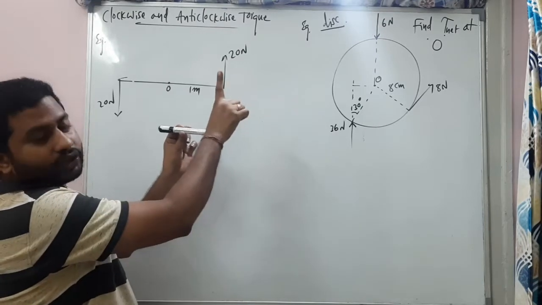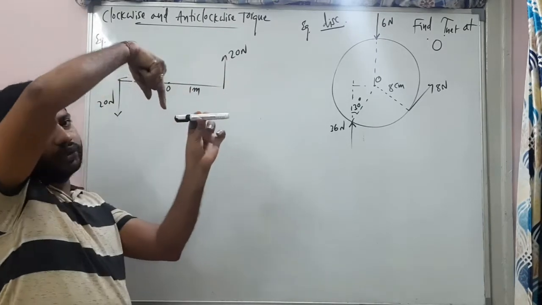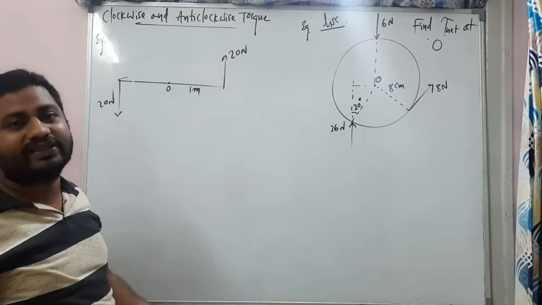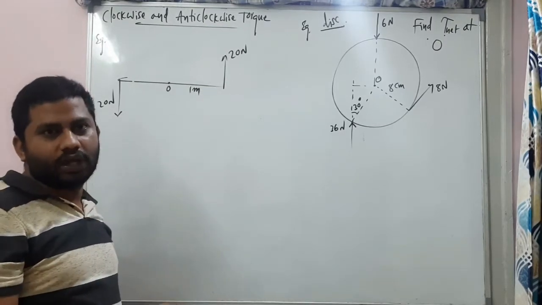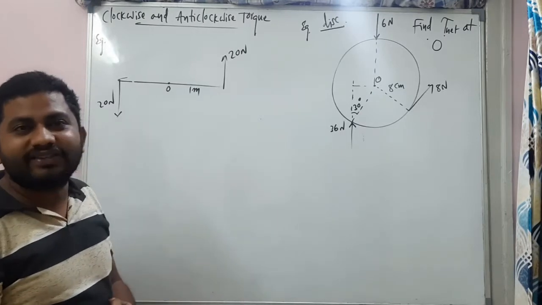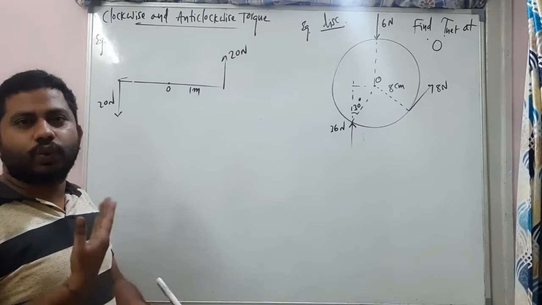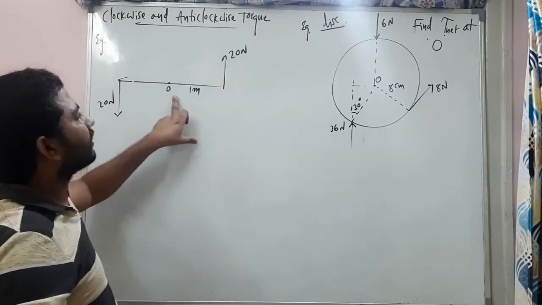One force is 20 Newtons up, another force is 20 Newtons down. The net force acting on this body is 0. Yes or no? Net force I am talking about. Net force acting on a body is 0. Yes or no, my dear students? Just WhatsApp me. What is the net force acting on the system?